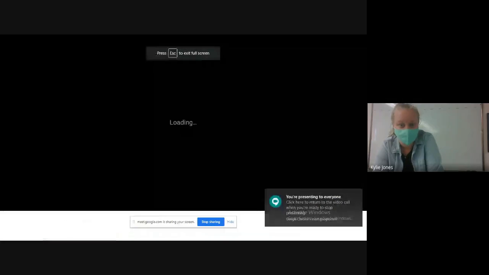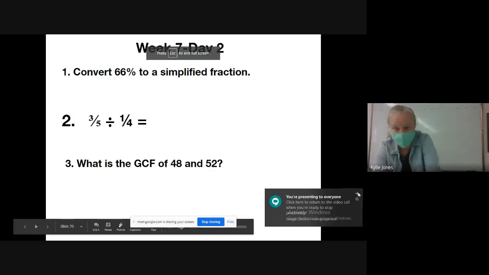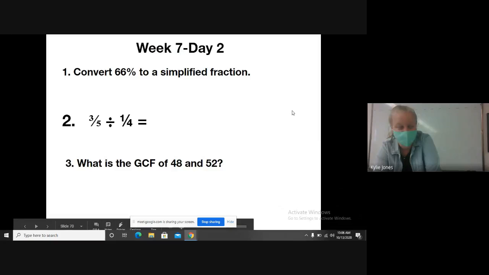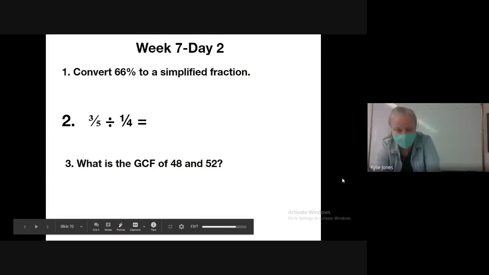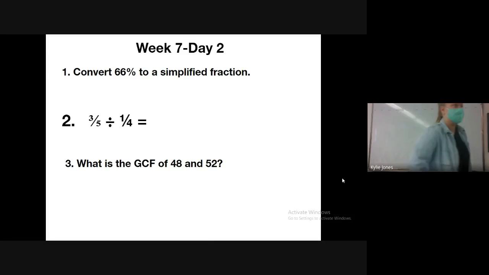So 3 questions here. We're doing a conversion, so we're converting 66% to a simplified fraction. Number 2, you're going to do 3/5 divided by 1/4. And number 3, finding the greatest common factor of 48 and 52. So I'm going to give you guys about 5 or 6 minutes, so go ahead and work on those ones.